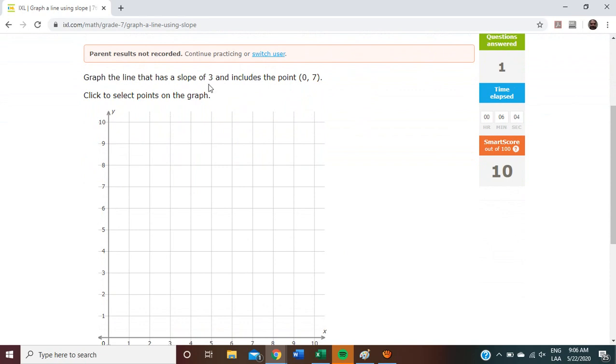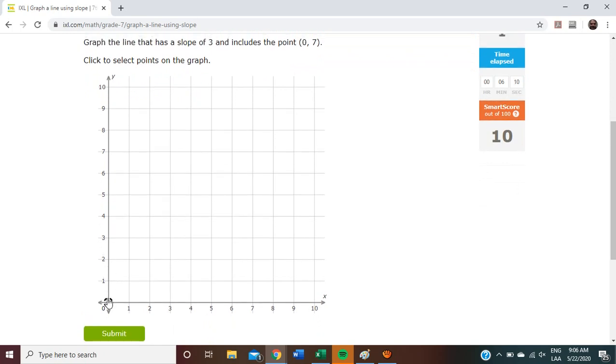Okay, now we have a slope of 3 and the point is (0, 7). So 0, we don't move in the x-axis, but we move 7 times in the y-axis. Okay, so we include this point. It is positive, so we are going up the mountain.